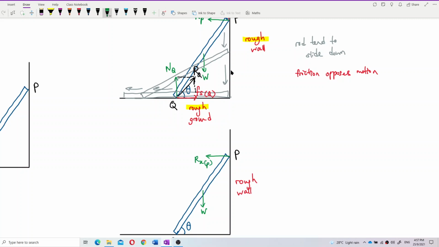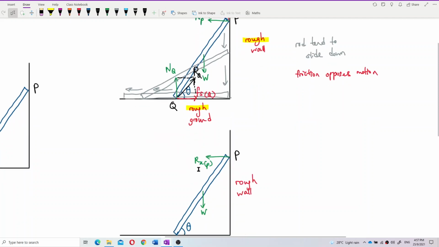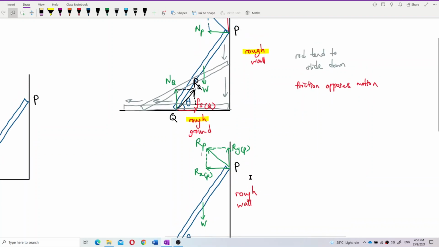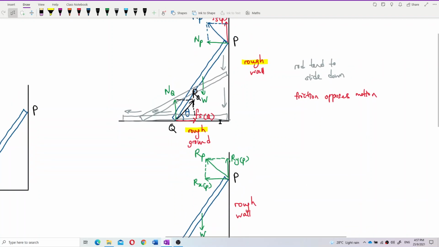RXP means the X component. This normal force is actually the X component of the reaction force at P, and this friction becomes the RY. You understand or not? And then this combined is what? It is the RP, the reaction force at P, if the wall is rough. Okay, if the wall is rough, that's it.